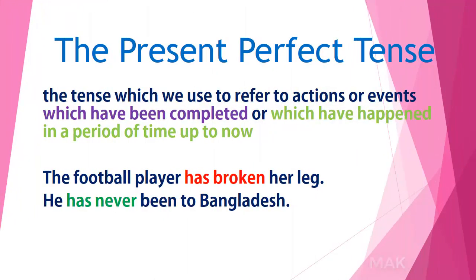The present perfect tense: the tense which we use to refer to actions or events which have been completed or which have happened in a period of time up to now. The sentences the football player has broken her leg and he has never been to Bangladesh are all in the present perfect.